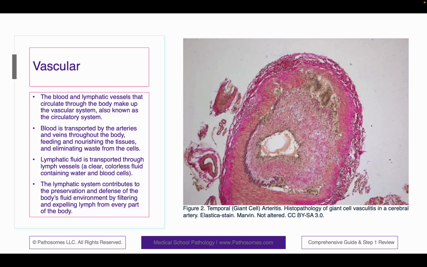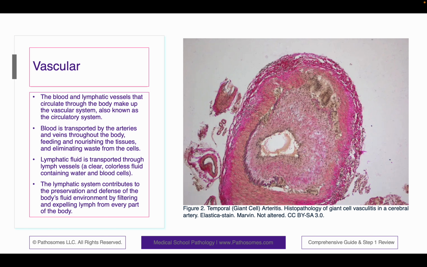Blood is transported by the arteries and veins through the body, feeding and nourishing the tissues and eliminating waste from the cells, right? That's how we get oxygen to our organs and tissues. On the other hand, lymphatic fluid is transported through lymph vessels. It's a clear, colorless fluid containing water and lymphatic fluid. The lymphatic system contributes to the preservation and defense of the body's fluid environment by filtering and expelling lymph from every part of the body.